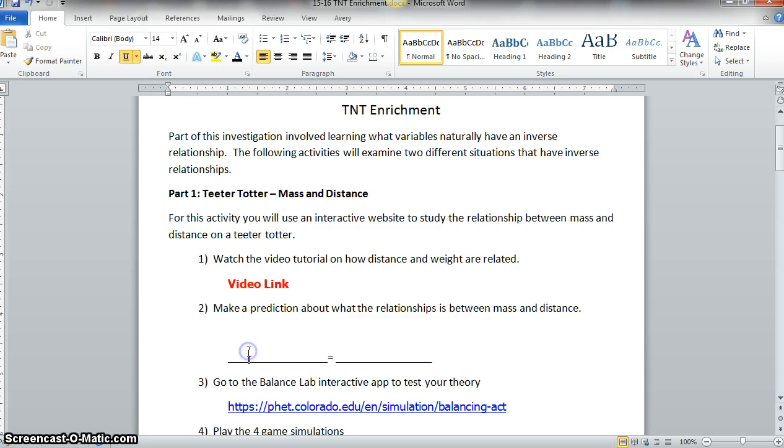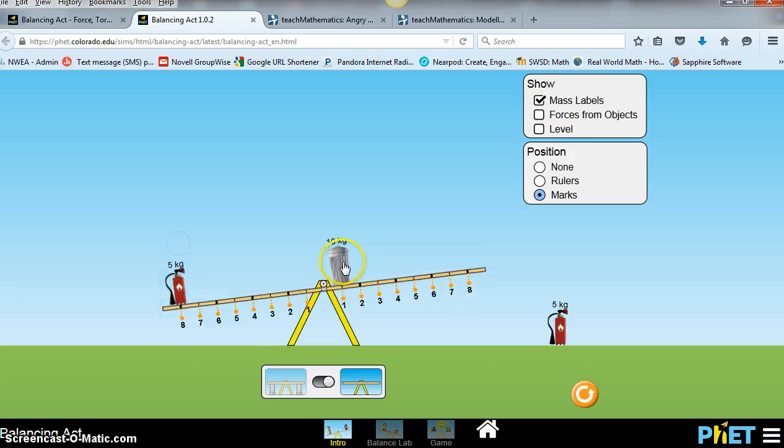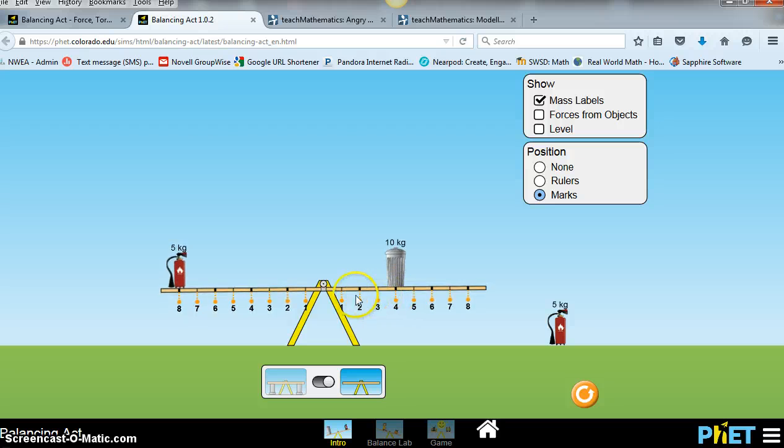All right, you should have seen that the mass times the distance will be equal on both sides. This is an inverse variation because as the mass increases, the distance must decrease in an inverse way. This mass decreased, so the distance away from the fulcrum must increase. So you have one variable increasing, the other variable decreasing in a nonlinear way.